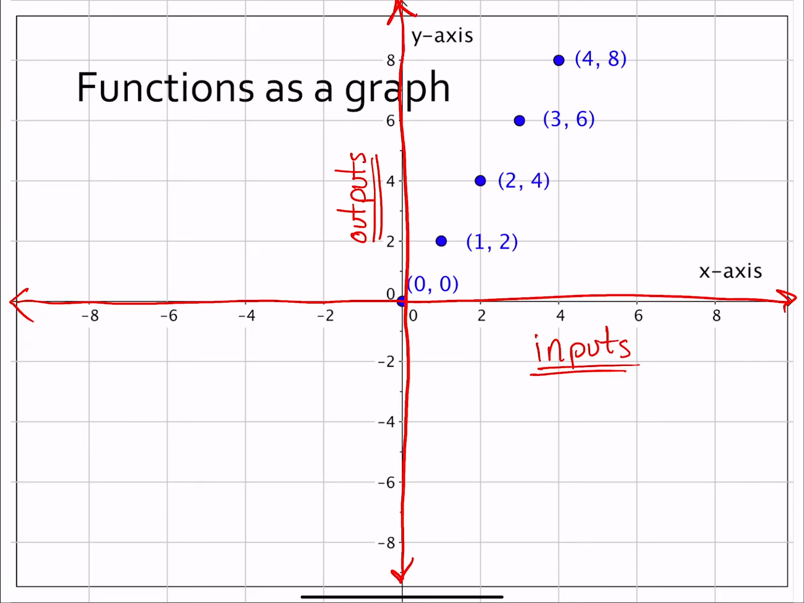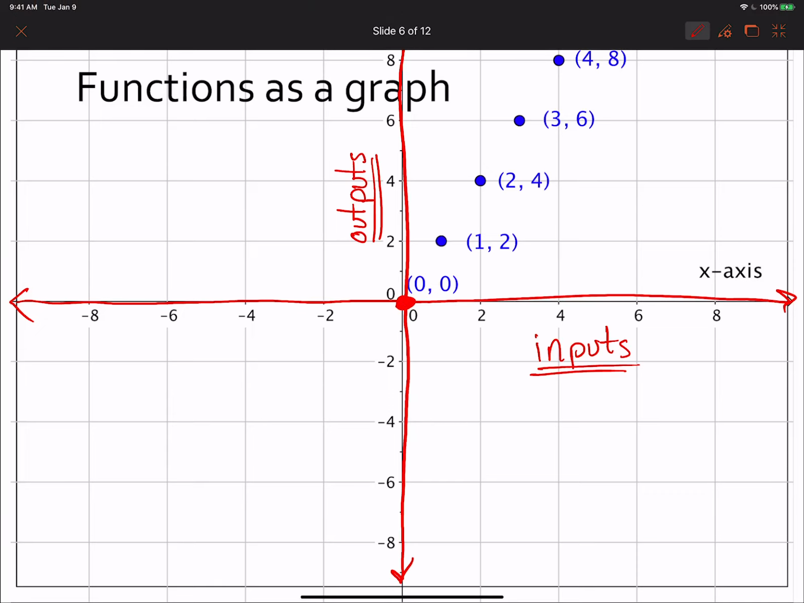So here we have 1 point. And what's our 1 point? Our 1 point is 0, comma 0, right? That's an input of 0 and an output of 0. The next point we have is what? 1, comma 2, right? That's an input of 1 and an output of 2.